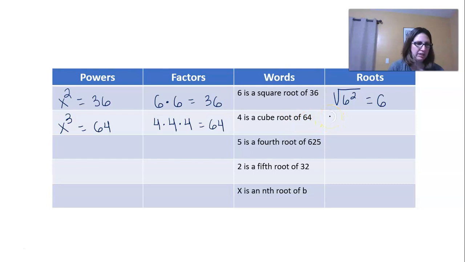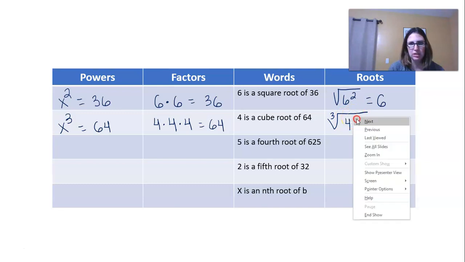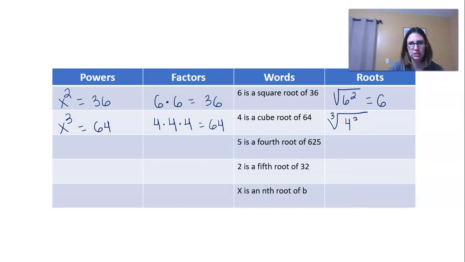So if you wanted to write it out, because we know that a cube root, oh, my 3 disappeared. We have x to the power 3. You can write it as a cube root, and you can look at the 4 as 4 times 4 times 4, which is really 64. So 4 times 4 times 4 is also 64. But if you take the cube root of it, because there's 3 of them, you're going to be left with just one of them.